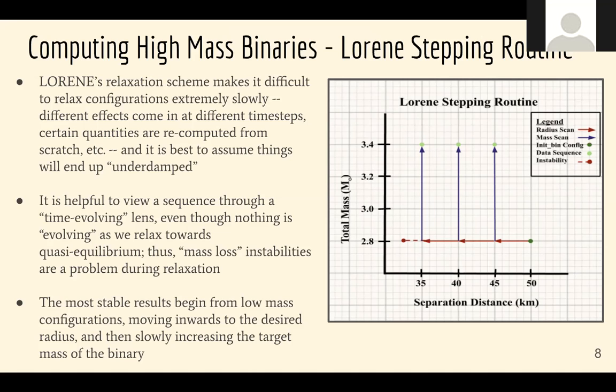Thanks. Okay, Bruno, do you have a question? Yes, just a technical question. Lorene provides some codes to compute the initial configuration for binary neutron stars. Which one are you using?